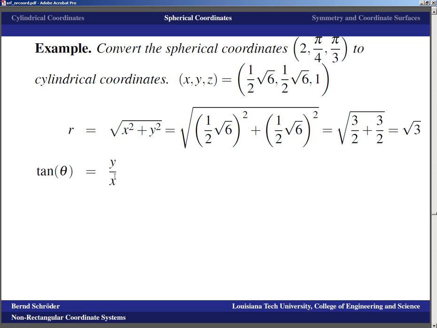And tangent theta is y over x. Y over x is 1/2 root 6 over 1/2 root 6, which is 1. And because this is in the first quadrant, theta ends up being 45 degrees, or pi over 4. And z, of course, is still z, which is 1. And that's the whole conversion.